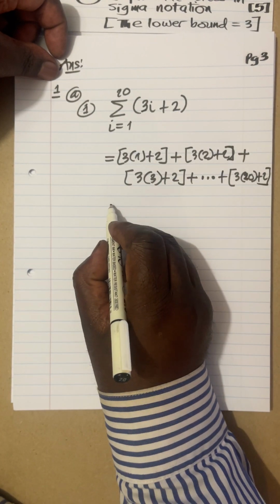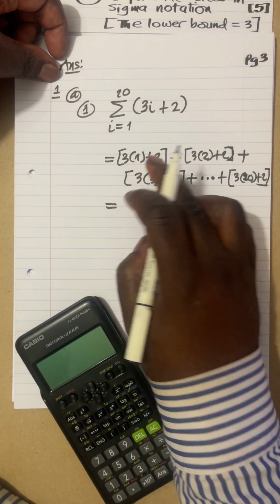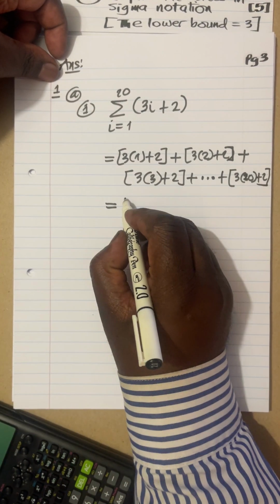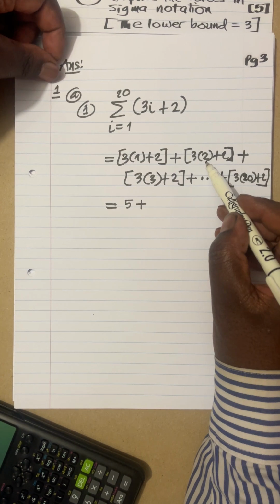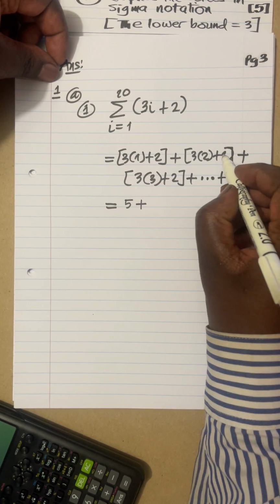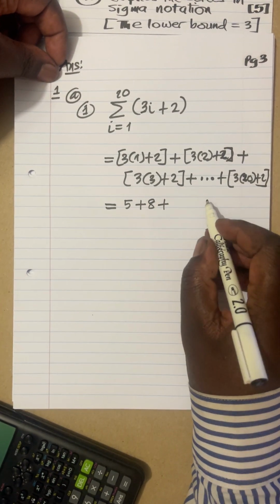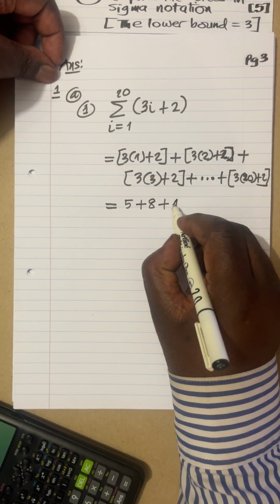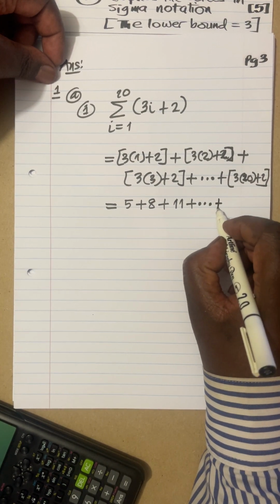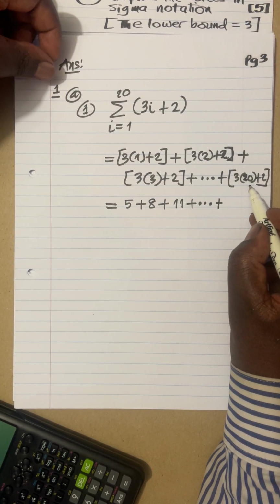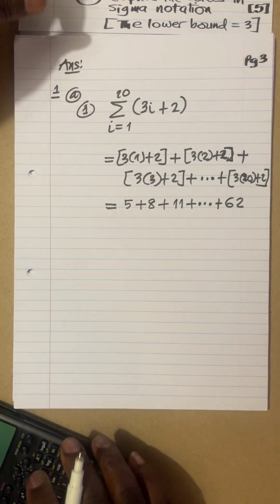Now let's simplify this. The series can be written as 3 times 1 is 3 plus 2, that's 5. That's our first term. And then plus our second term, 3 times 2, that's 6 plus 2, that's 8. Then our third term is 3 times 3, that's 9 plus 2, that's 11. And then plus dot dot dot, and then plus 3 times 20, that is 60 plus 2, that will be 62. Right, so this is what we have.